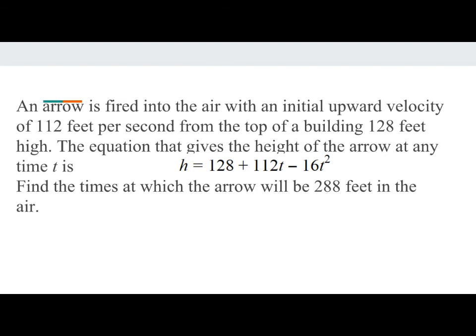And we have this equation that they give us. So we don't have to come up with the equation for how an arrow flies through the air. It's given to us. Our question is, at what times will the arrow be 288 feet in the air? So we don't want to know when it hits the ground. That's not what we're concerned about. We want to know when will it be 288 feet up in the air. And this is our equation where t is time.